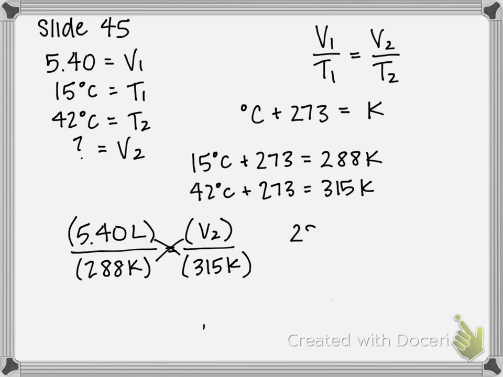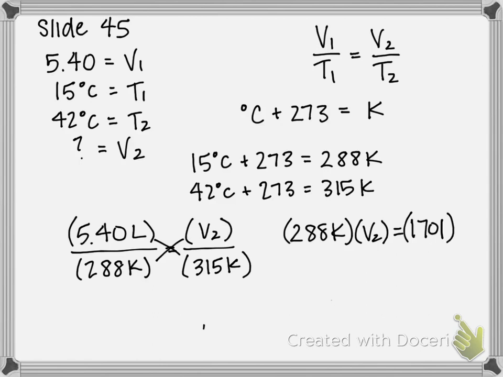So we're going to get 288 Kelvin times our V2 is equal to, let me pull out my calculator for a second. I don't have this already worked out. This is real-time problem working for you guys. 315 times 5.4 gives me 1701.